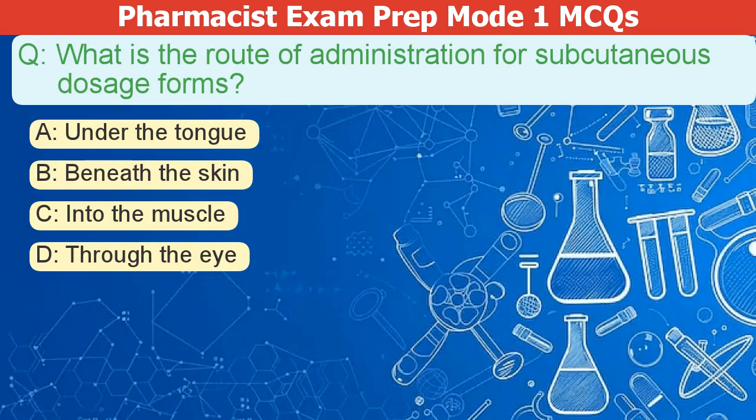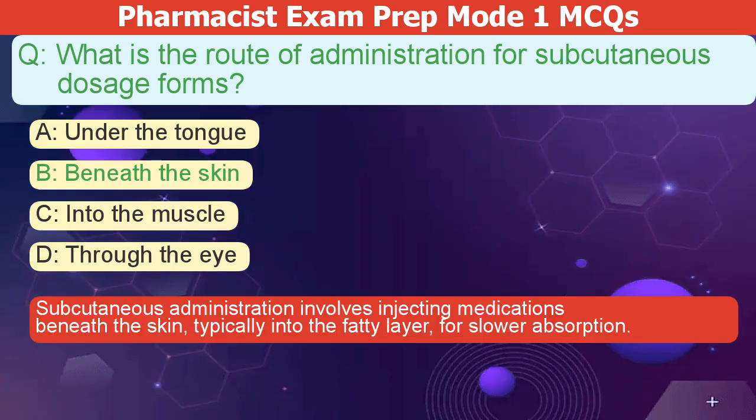What is the route of administration for subcutaneous dosage forms? A. Under the tongue. B. Beneath the skin. C. Into the muscle. D. Through the eye. The correct answer is B. Subcutaneous administration involves injecting medications beneath the skin, typically into the fatty layer, for slower absorption.